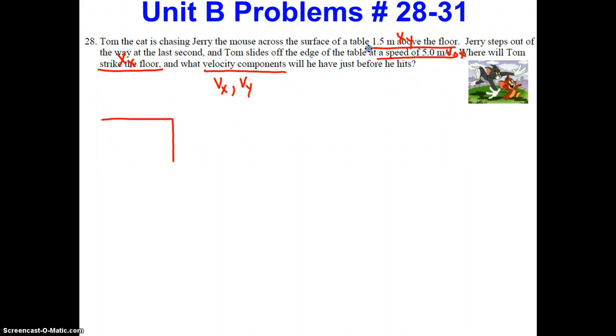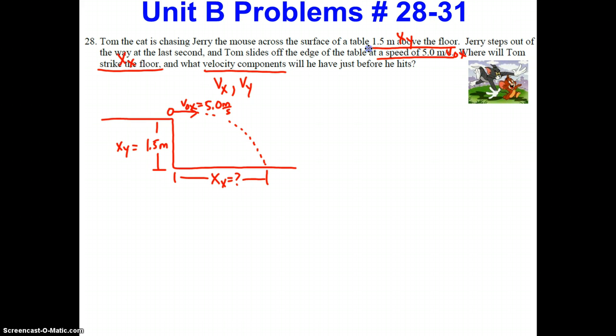And so here we have the table, and there's the floor. We have the table 1.5 meters high, and this is our XY value. Here's Tom leaving with an initial velocity in the x direction of 5 meters per second. He travels as a projectile, and we're looking for how far out on the floor does he strike, and we're looking for the velocity components, and we'll address that here in a moment.